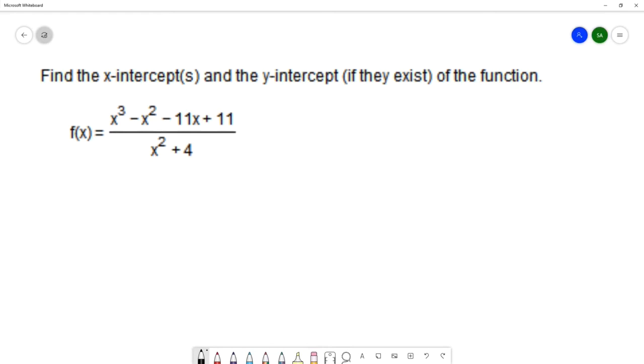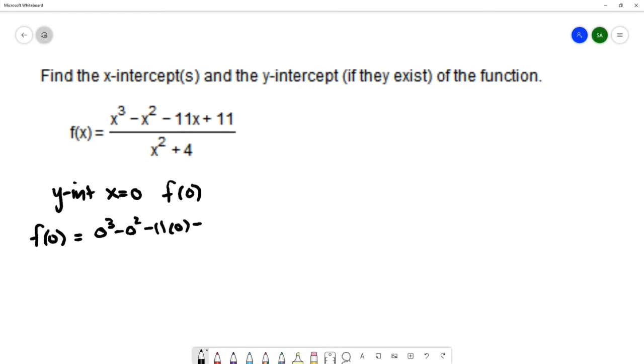When you're finding a y-intercept, you're letting x equal 0, and that means substituting a 0 into the function. Now f of 0 is 0 cubed minus 0 squared minus 11 times 0 plus 11 over 0 squared plus 4. That leaves 11 in the numerator and 4 in the denominator. So we have a y-intercept of 11 over 4.